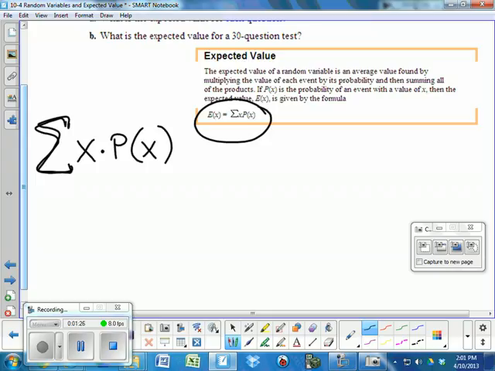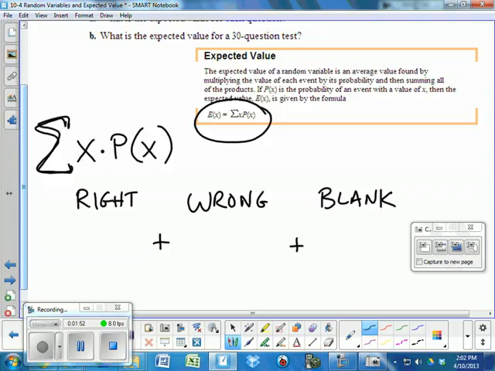We need to find the sum of the 3 possibilities of answering a question. I said 3, not 6, because there are really 3 outcomes here. You could get it right, you could get it wrong, or you could leave it blank. Okay? So let's write those things down. You could get it right, plus you could get it wrong, plus you could leave it blank. So those are the 3 different things that could happen.